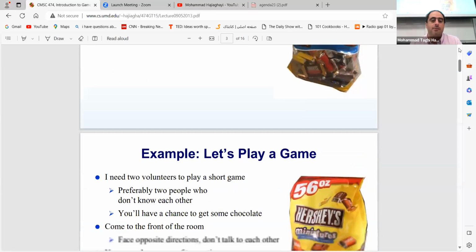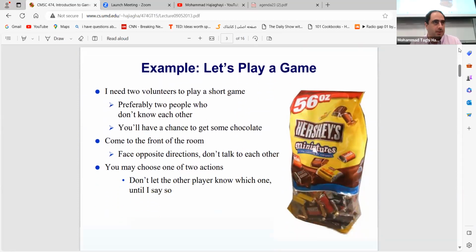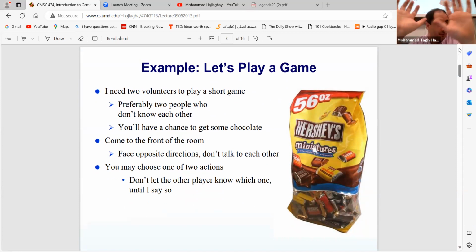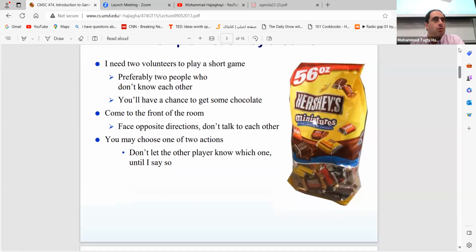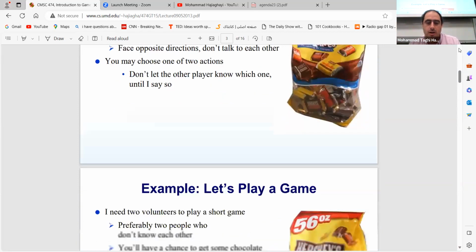Good. So, what is the game? This is the game that you want to play, such that you have some ideas about it. It seems a simple game, but it's a very famous game related to the prisoner's dilemma. These two volunteers, you will come to the front of the room, and you will face opposite directions. Don't talk with each other. This is one way; we will run it in some other ways. You may choose one of the two actions, and you don't say it to anyone, you just write it down. This is a simultaneous game. And then we will talk about it.